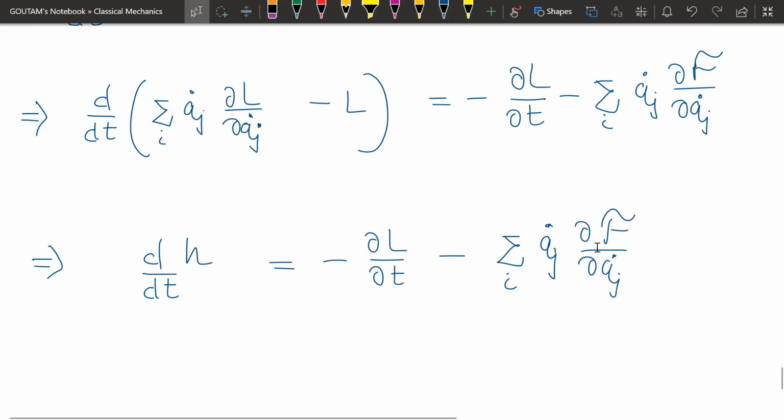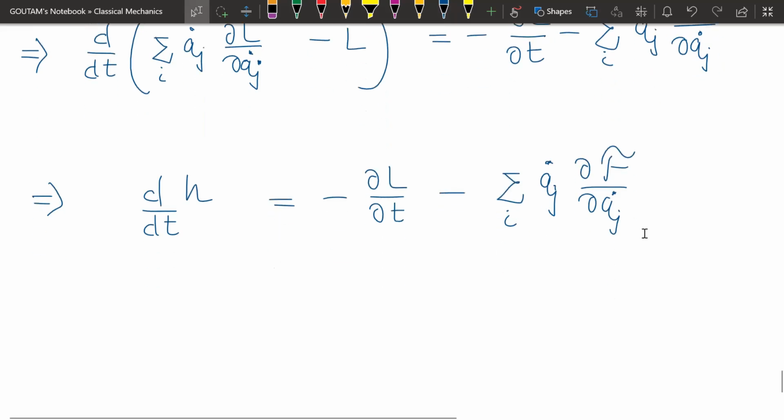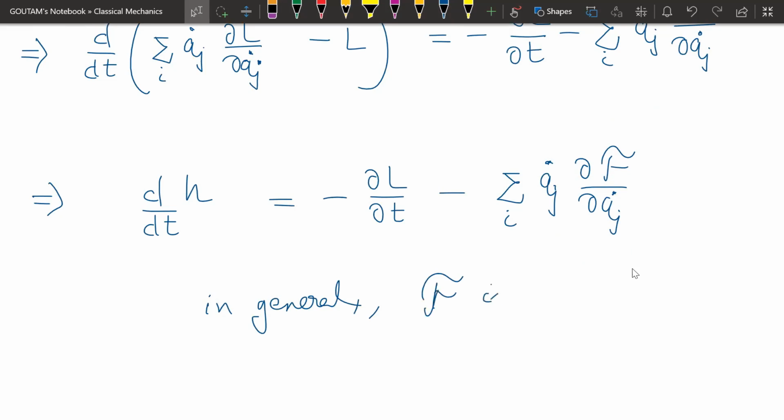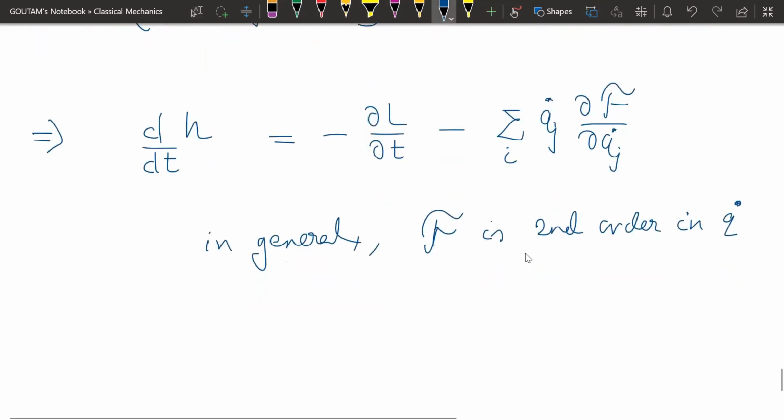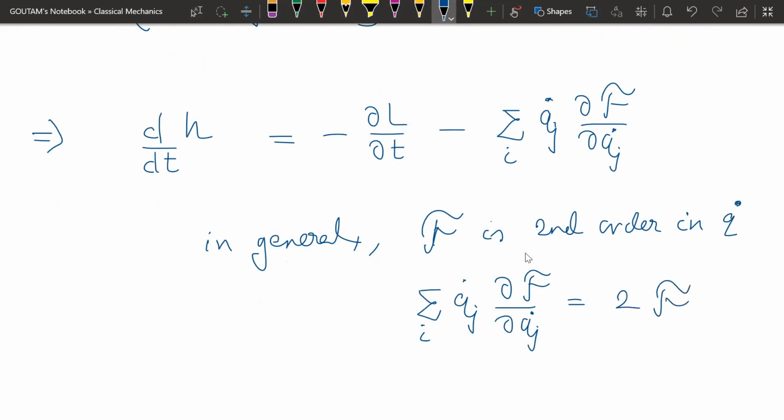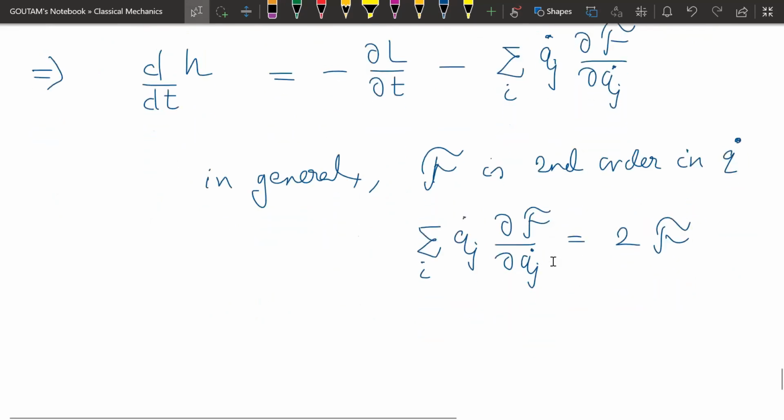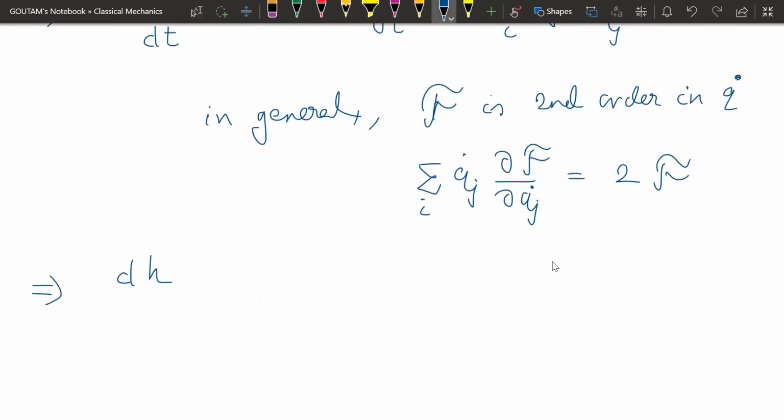So now in general, this dissipation function is second order in generalized velocity. So in general, F is second order in q dot. Then from Euler's theorem, we can write the sum over i of q_j dot times ∂F/∂q_j dot equals twice curly F, twice the dissipation function. So then we can write dH/dt equals minus ∂L/∂t minus twice curly F.